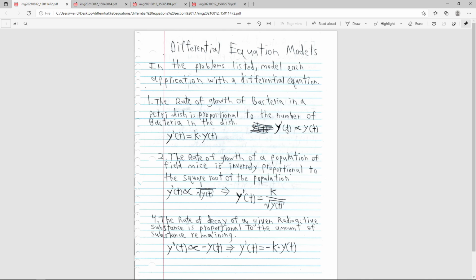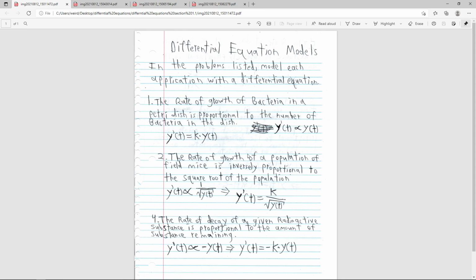Now we have y prime of t, which is a derivative form, and is proportional to y of t, because its rate of growth is directly proportional to the number of bacteria in the dish. So it's basically the constant times y of t. So y prime of t equals k times y of t.